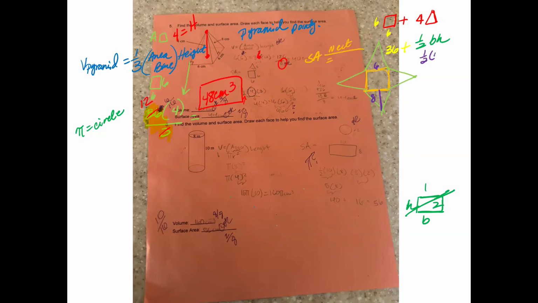So 1/2 times 6 times 8, right? And there's 4 of them. Do you agree? What's 1/2 of 6? 1/2 of 6 is 2. Really? I don't think so. 3. What's 3 times 8? 24. What's 24 times 4?